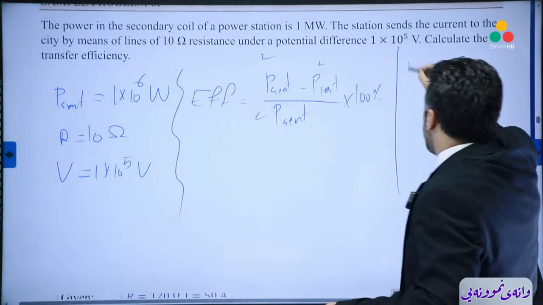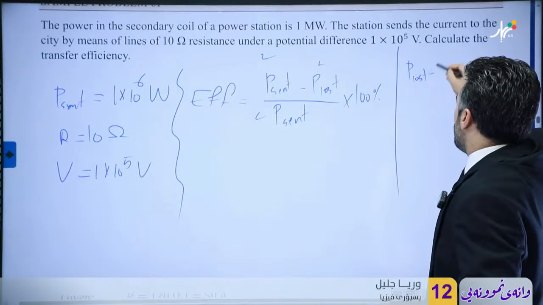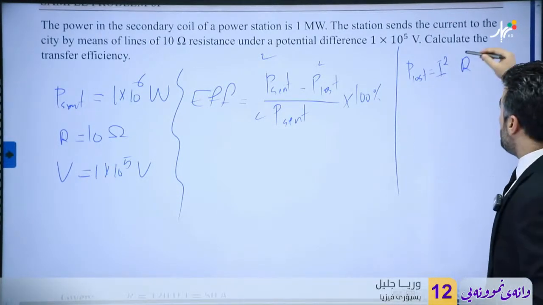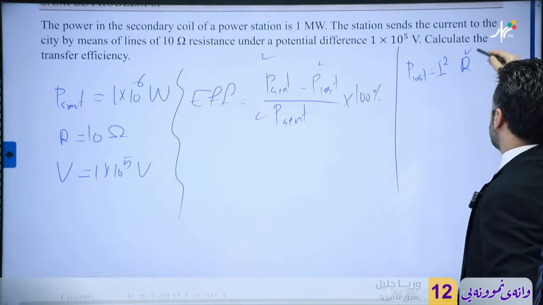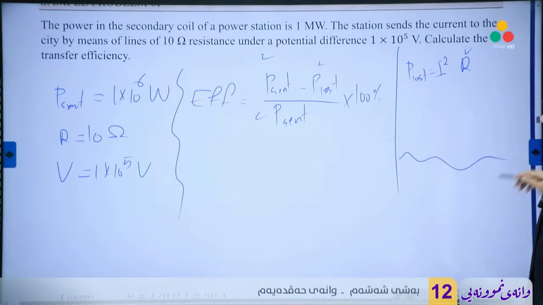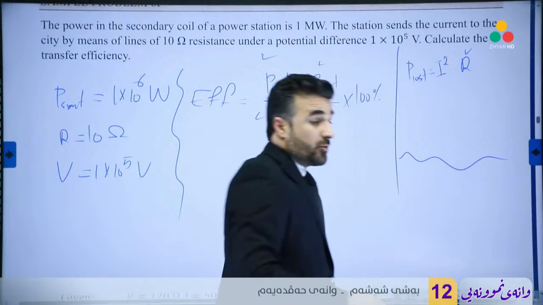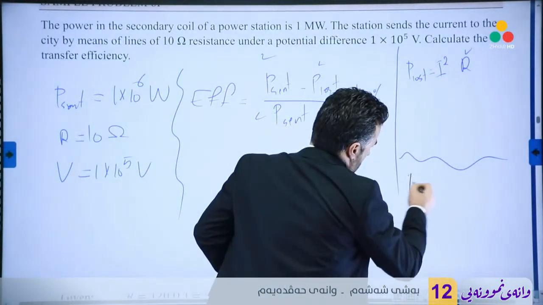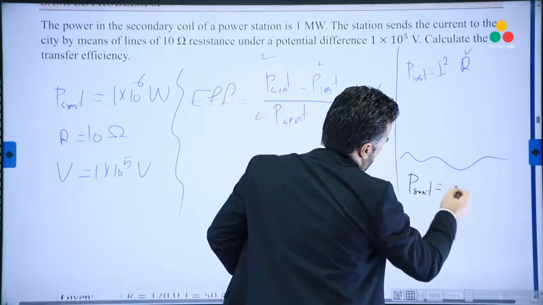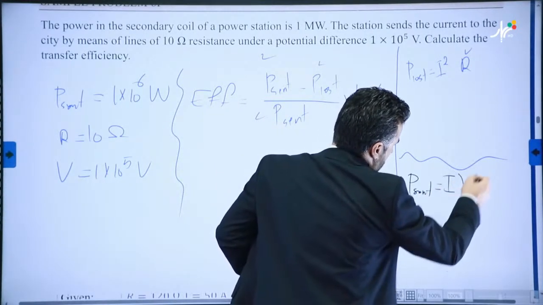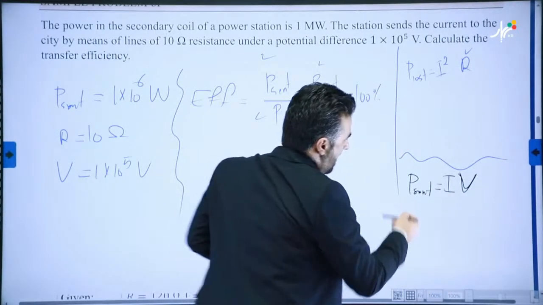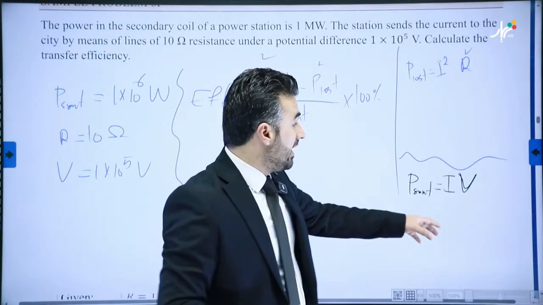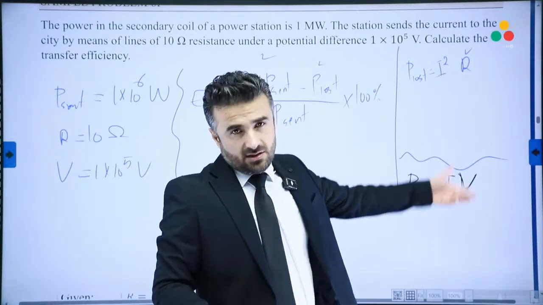Or before that, let's say power lost equals current squared times the resistance. So we do have the resistance, but do I have the current? The answer is no. So how can I find the current here? If you do remember, we use one equation. So here we're going to use this: power sent equals current times the voltage. Now I have the power that is sent and the voltage, so I can find the current as well.